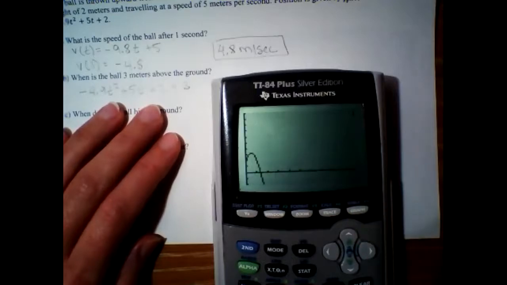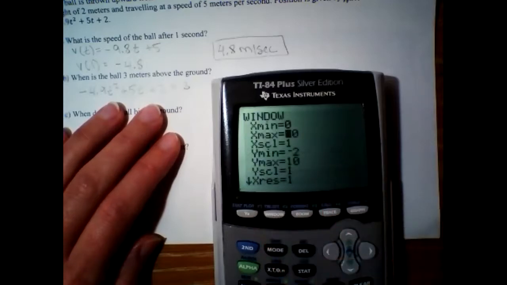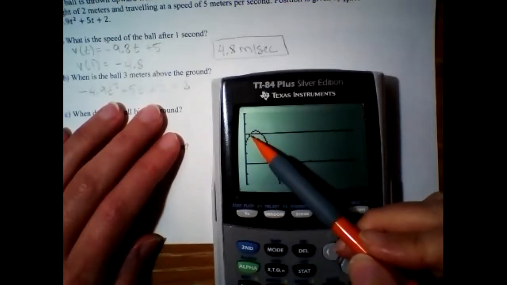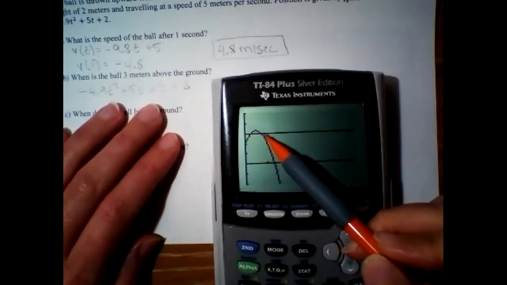Oh, okay, well, that's way too much. Let me reel that back in a bit. Let me make them both 5. There, that's a little bit better. All right, so there are actually 2 times when the ball is 3 meters above the ground. So it hits 3 meters once on the way up and then also once on the way back down.